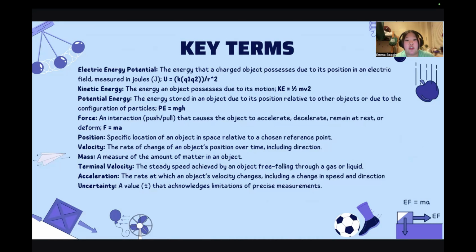Potential energy is the energy stored in an object due to its position relative to other objects or due to the configuration of particles, which is PE equals mgh. We have force, an interaction that causes an object to accelerate, decelerate, or remain at rest. Position, velocity, mass, terminal velocity, acceleration. We use all of those things to find our values. And then uncertainty, which acknowledges limitations of precise measurements.